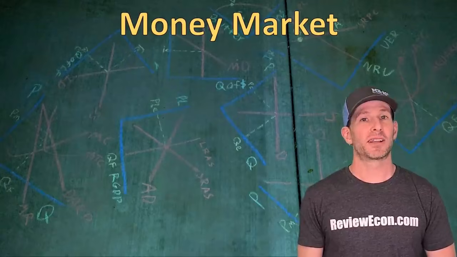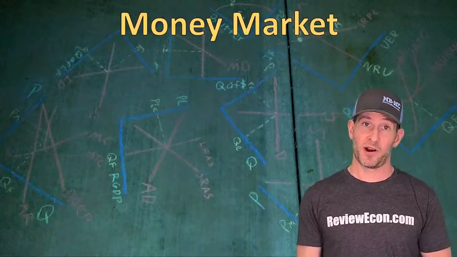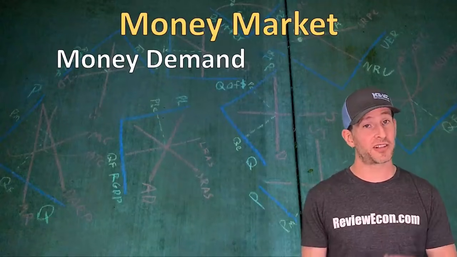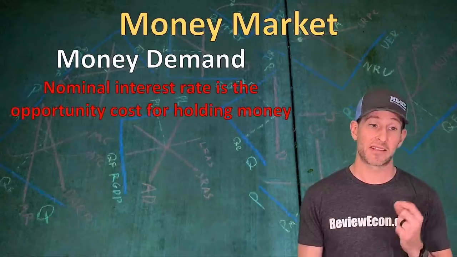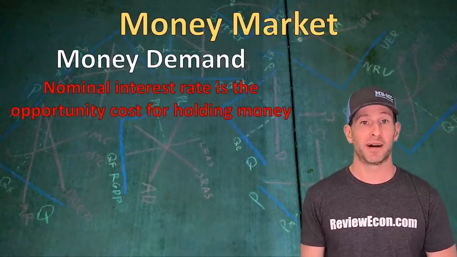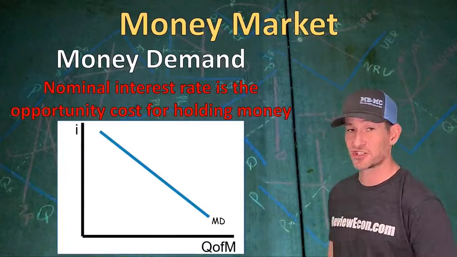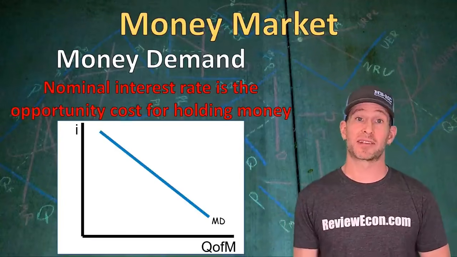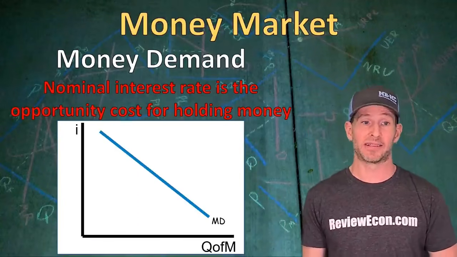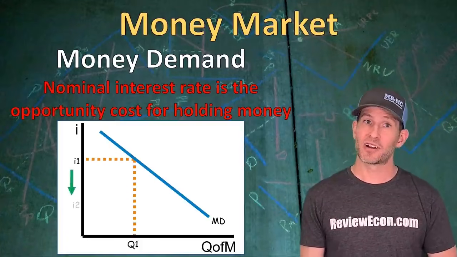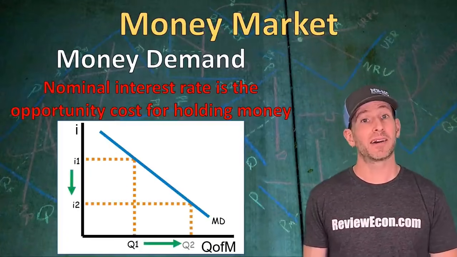The next graph we're going to look at is the money market graph. We have two parts, supply and demand. Money demand is a downward sloping curve that shows that the nominal interest rate is the opportunity cost for holding money. It's downward sloping when you put it on the graph, which shows that there's an inverse relationship between the nominal rate of interest and the quantity of money people demand. At high nominal interest rates, people demand fewer dollars, and at lower nominal interest rates, people demand higher quantities of dollars.